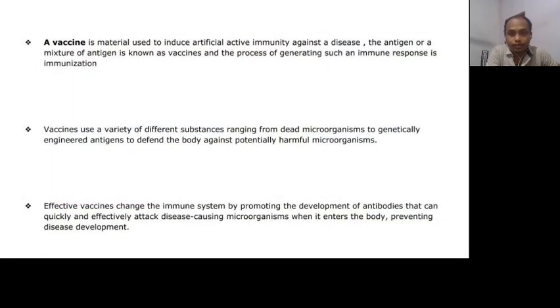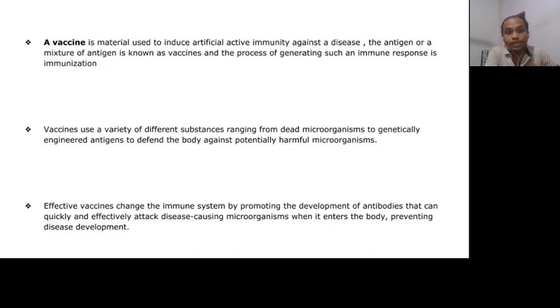A vaccine. What is a vaccine? A vaccine is a material used to induce artificial active immunity against a disease. The antigen or a mixture of antigens is known as a vaccine. And the process of generating such an immune response is known as immunization.